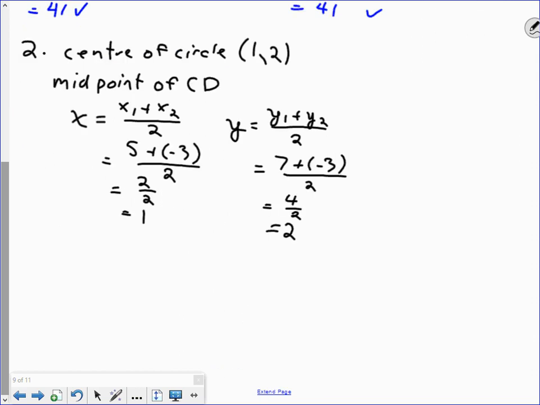So our midpoint is the point 1, 2. That midpoint certainly seems to be the same as the center of our circle. So since the center of the circle and the midpoint are the same, we can say that CD is a diameter.